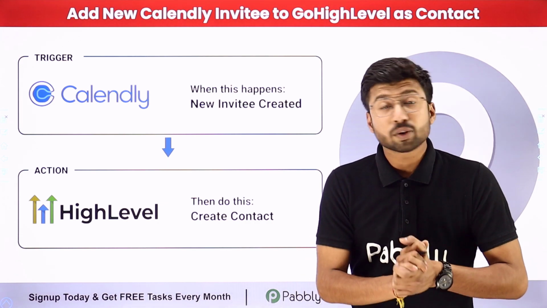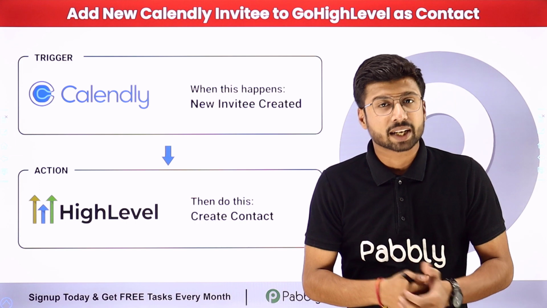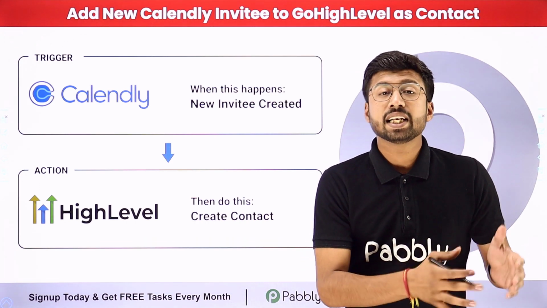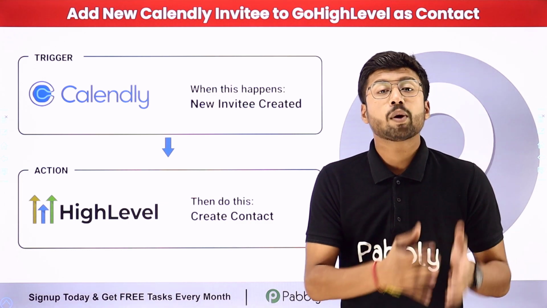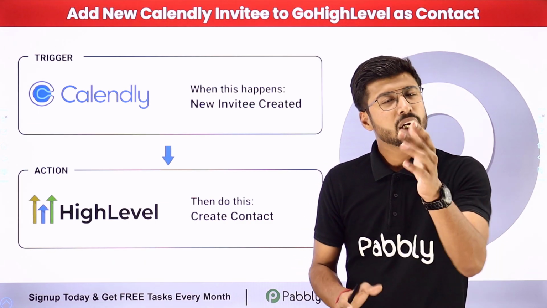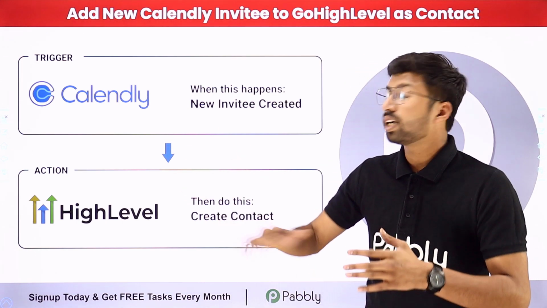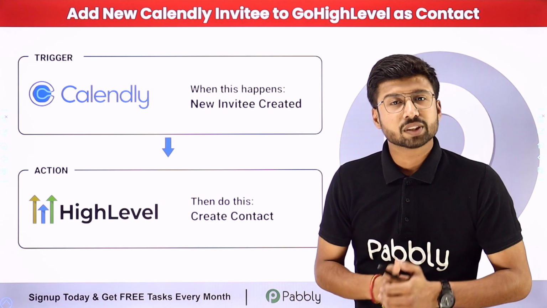So in this video, we are going to learn how to add a new Calendly invitee to GoHighLevel as a contact. Let's say you are using Calendly as an appointment booking platform and whenever a new appointment is booked in Calendly, a new invitee is created in your Calendly account, and you want to add that same person as a contact in GoHighLevel. So let me tell you, you can completely automate this process.